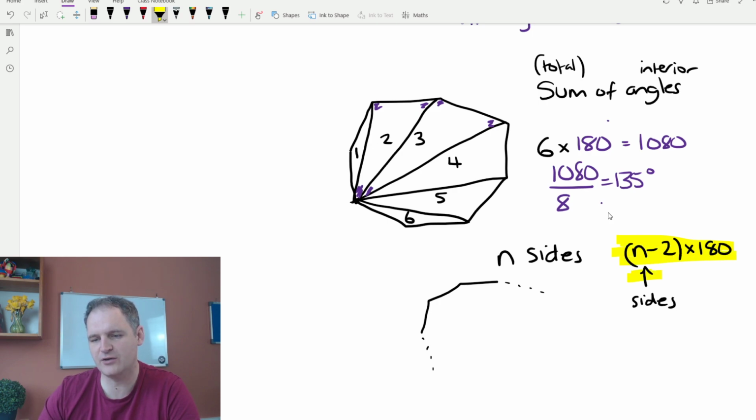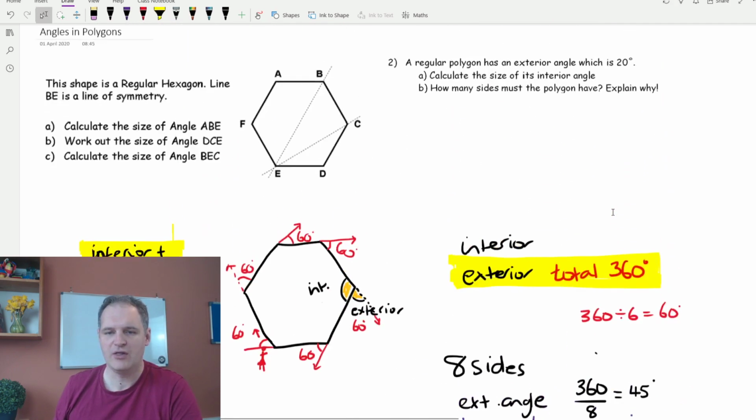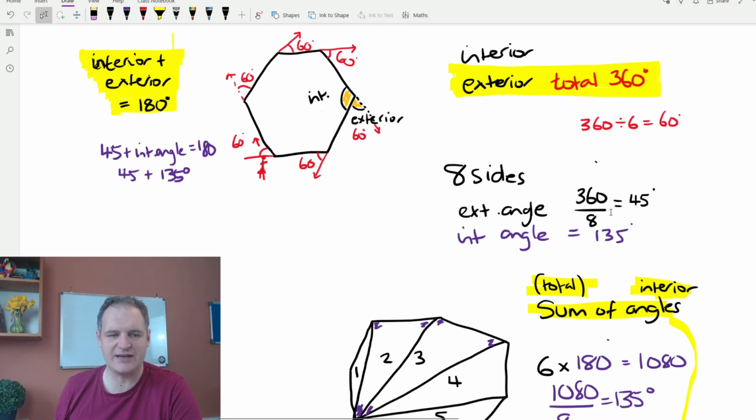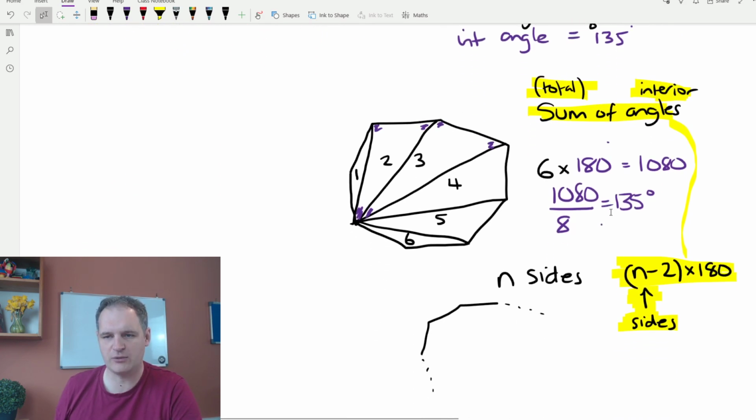There are 3 to memorise, and this is the third one. It's sides minus 2 times 180 is the total sum of all the interior angles. So they are linked. There are 3 angle facts we've got. The interior angles and the exterior add to 180. The exterior has a total of 360. And then the total sum of all the interior angles is going to be sides minus 2 times 180.